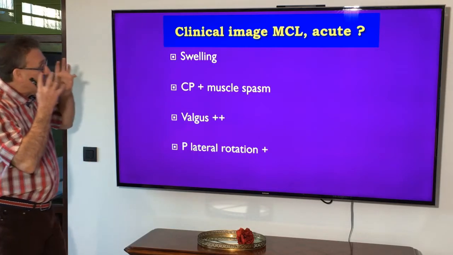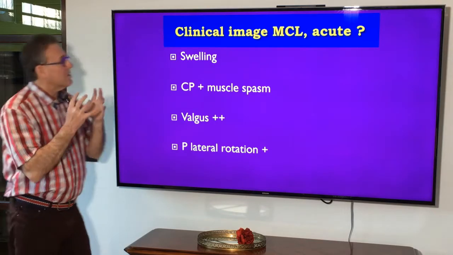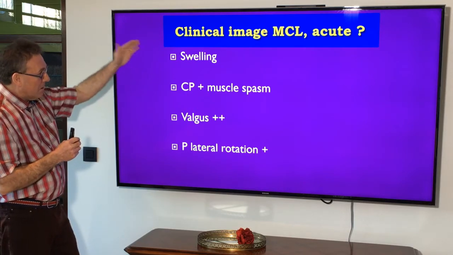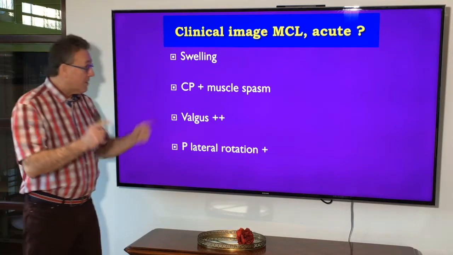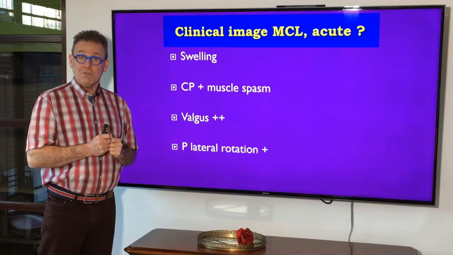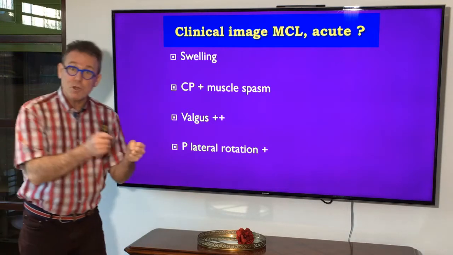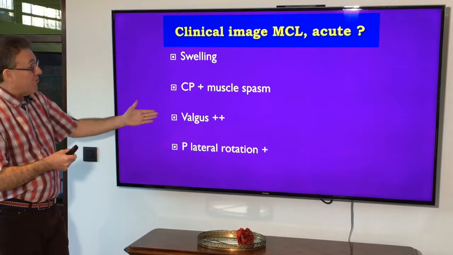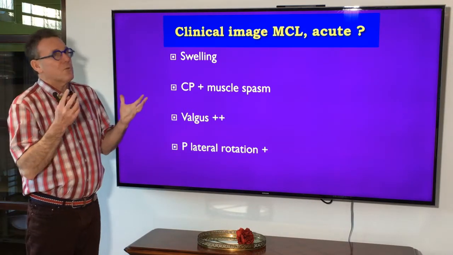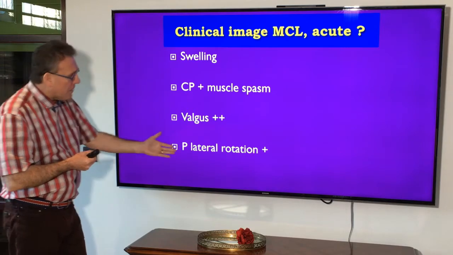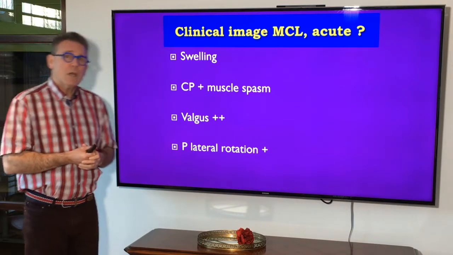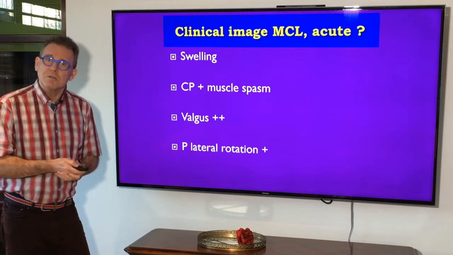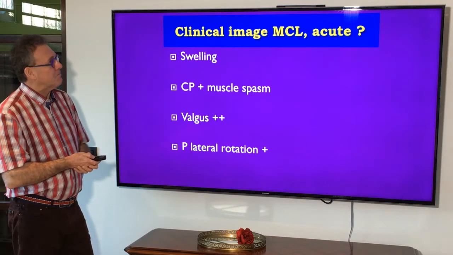So, if you look in detail at the clinical image of an acute MCL: swelling, capsular pattern, and which end feel? Muscle spasm end feel. Yeah, you have limitation of movement, you would like to go further, but there is a very clear muscle spasm. Valgus, your primary test, of course, is clearly positive, and the passive lateral rotation can also be painful. So you can't miss this image. This is quite clear.